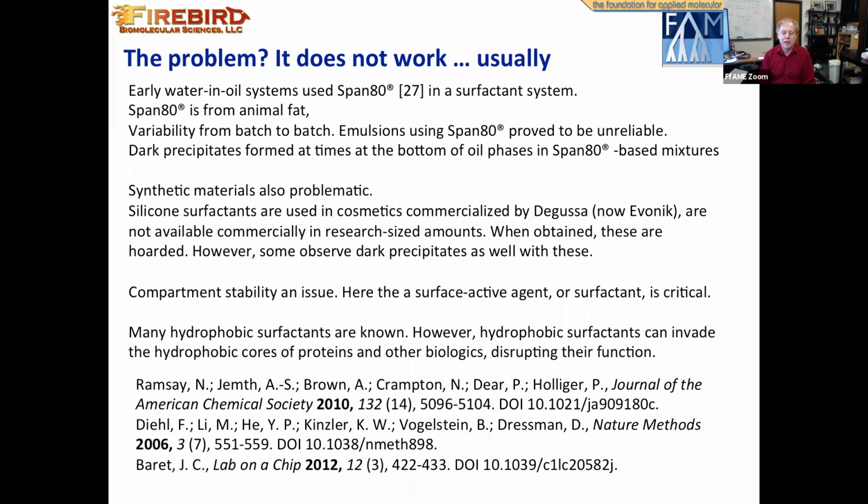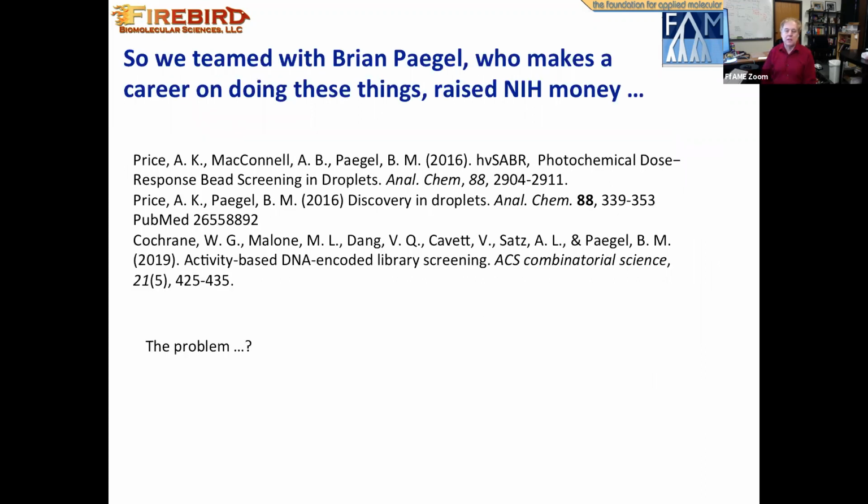upon storage. Of course, many hydrophobic surfactants are known that go with these oils. However, hydrophobic surfactants can invade the hydrophobic cores of proteins and other biologics and disrupt their function. So we teamed with Brian Paegel, who makes a career doing these things. We raised together some NIH grant money. We went into a 2-year program.